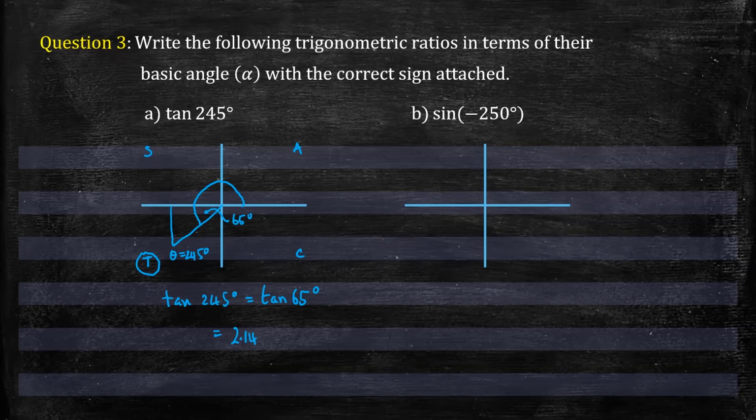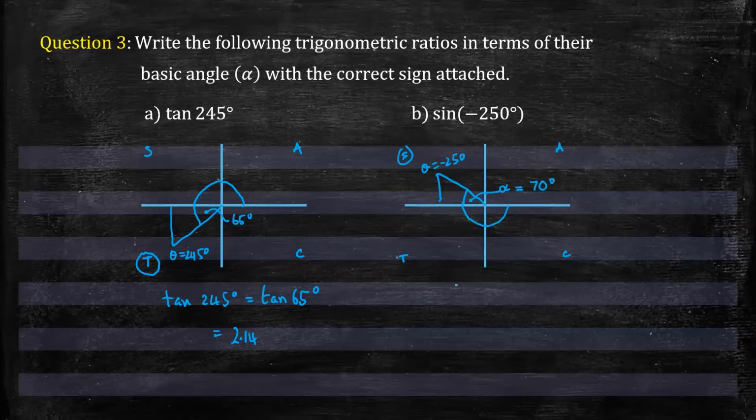In question B, we have a negative angle. So we have sine negative 250. We'll label our diagram again, CAST. And we want to measure negative 250 degrees. So we go backwards from 0 to negative 90, negative 180 to around negative 250 degrees there. And in this case, the sine is also positive in this quadrant. So we don't have to worry about the sine so much. But when we look at our angle here, what is this alpha angle here? We can see that this will be calculated to be 70 degrees.